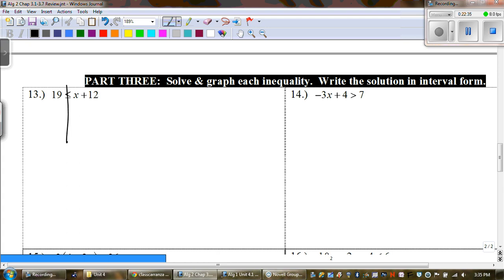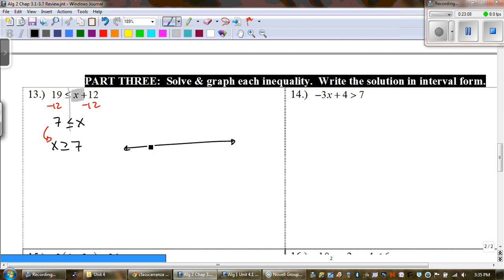So the first step is we got to draw the line down the center and start solving for x. There's my x. I'm going to subtract 12 from both sides, and I get 7 is less than or equal to x. Now the only thing we need to do is make sure that the variable is on the left side. So we've got the x and the 7. It's pointing at the 7, so I'm going to make sure it stays pointing at the 7.